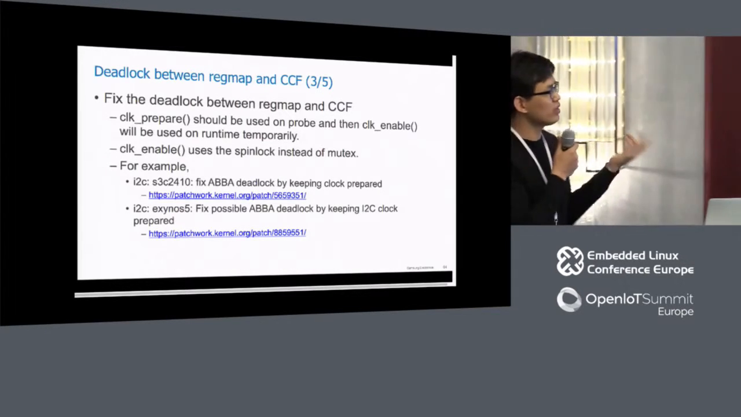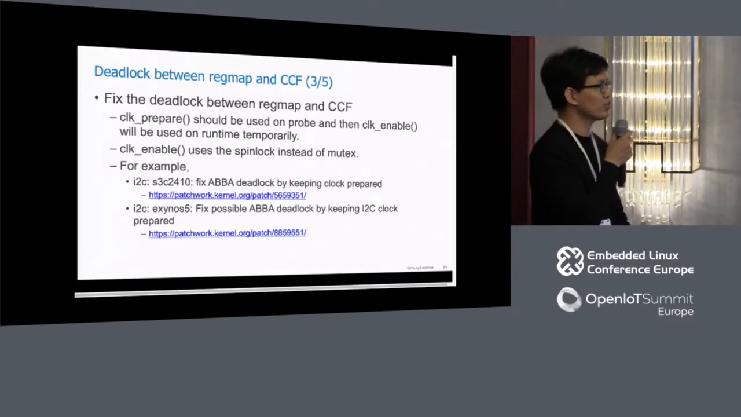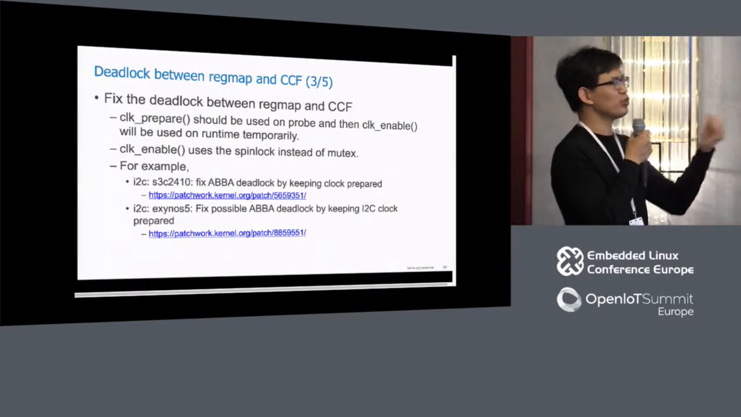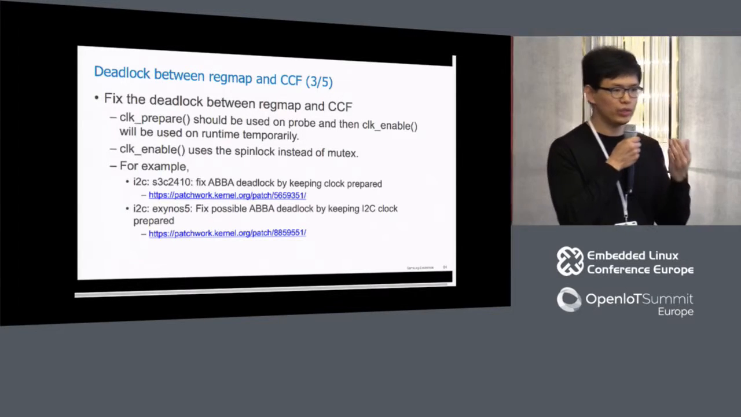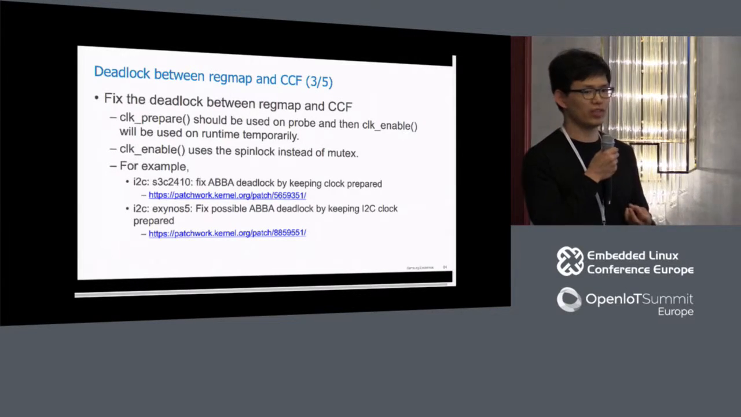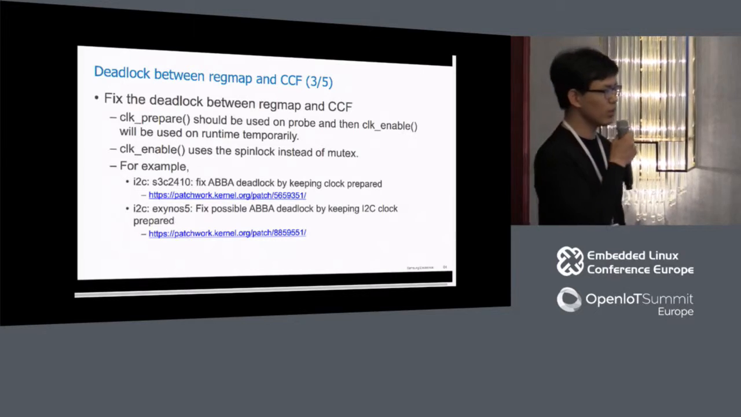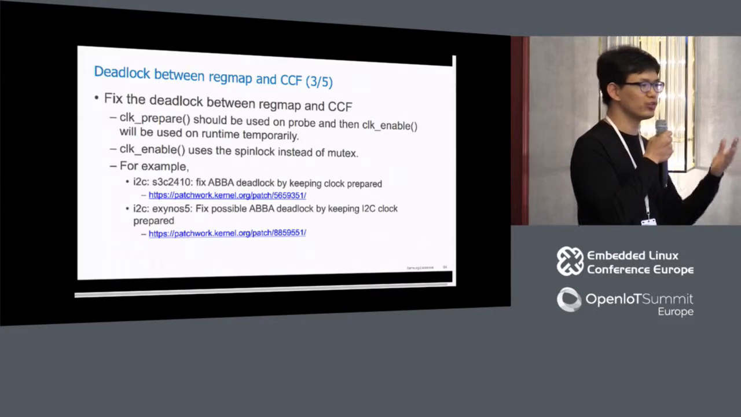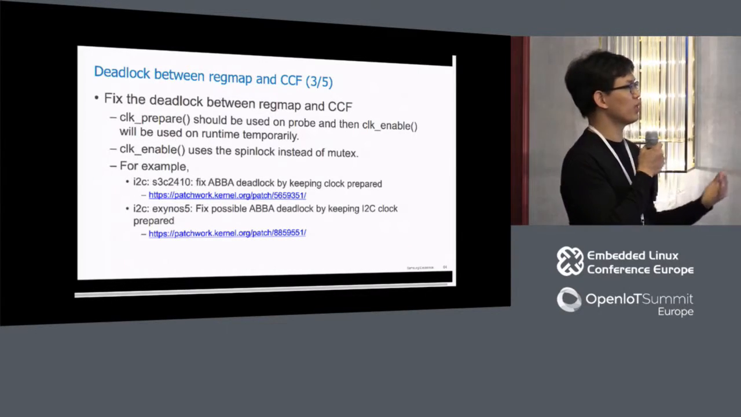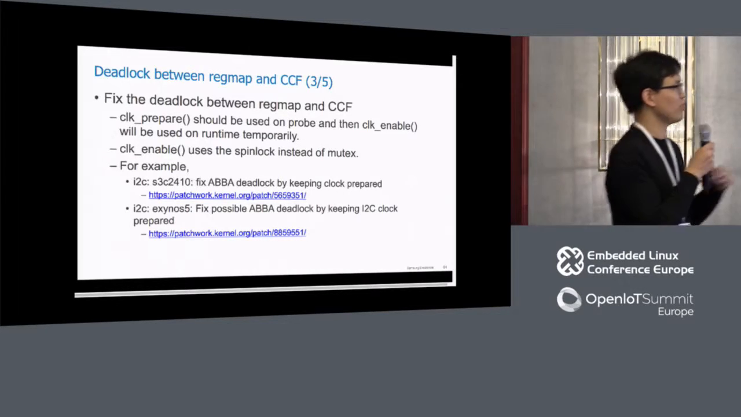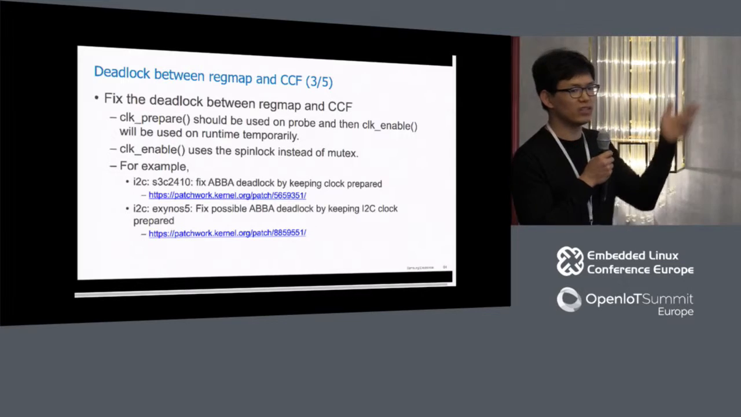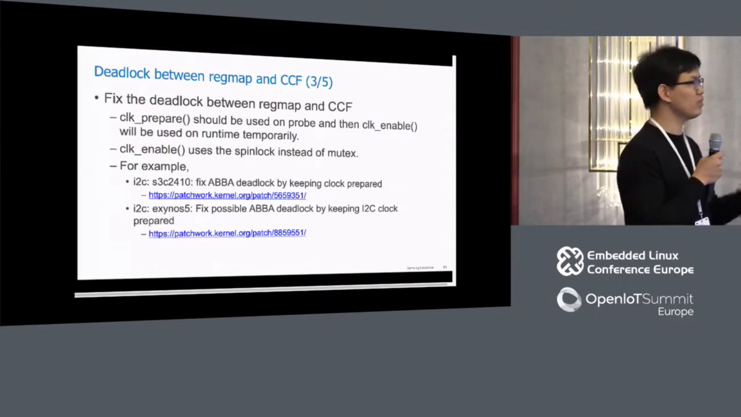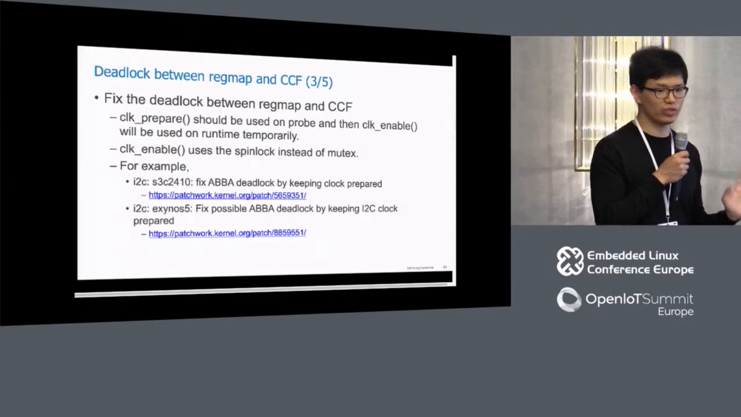To fix this deadlock issue, we should use clock prepare at probe time, and at runtime we should use the clock enable function to handle the clocks, because the clock enable function uses a spinlock instead of a mutex. Two patches were posted to fix this issue on the mainline, but it is not a fundamental solution, just temporary.